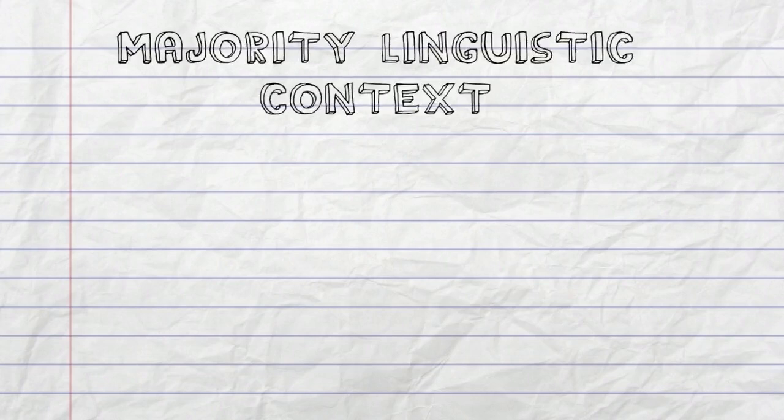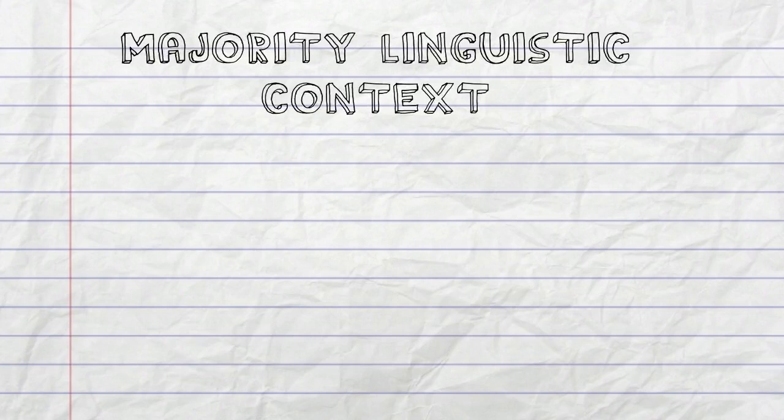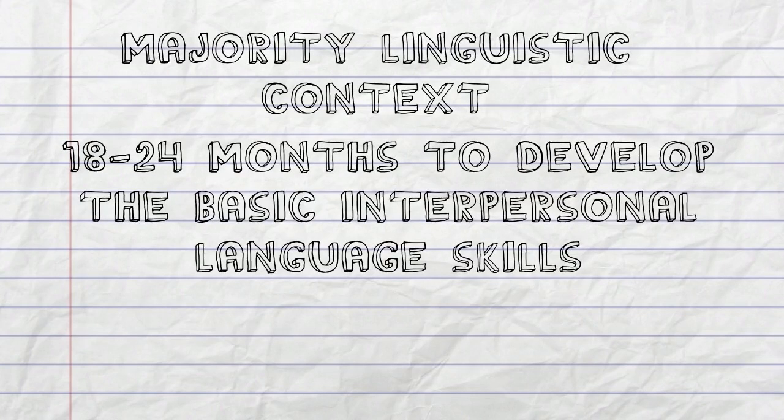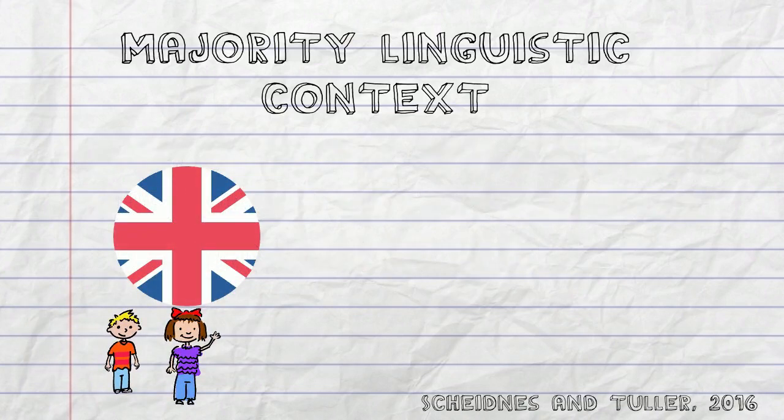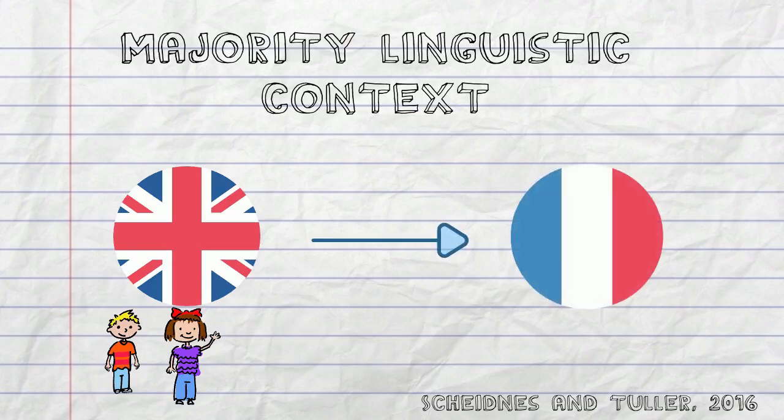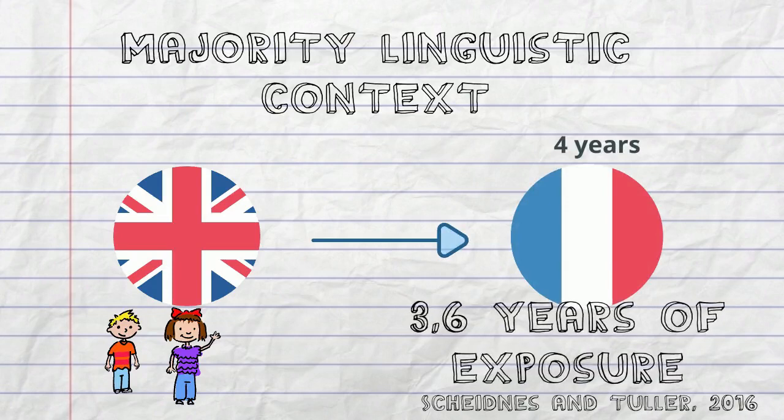In an ideal context, that is, a linguistic context in which the child receives sufficient input in the target language, basic interpersonal communication skills still develop quite well during the first 18 to 24 months of life. According to a study conducted in France, English-speaking children from the British Isles who began to be exposed to French for the first time after the age of 4 were able to master the language after an average of 3 to 5 years of exposure to the language.